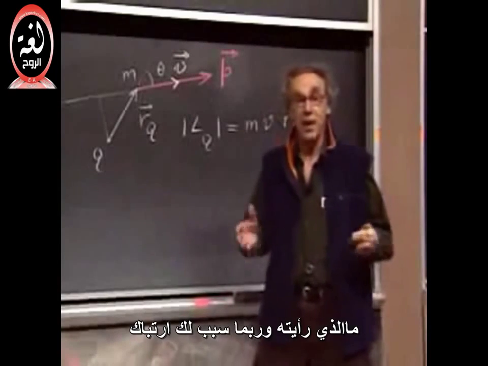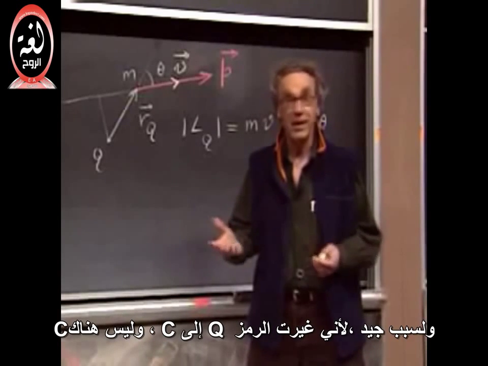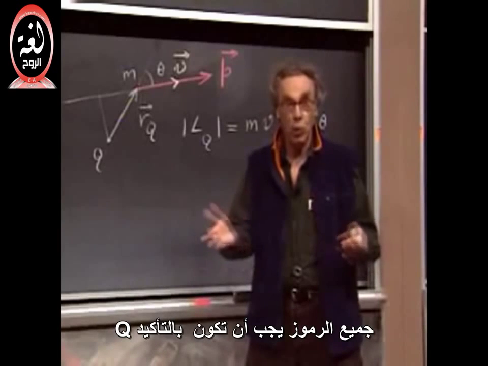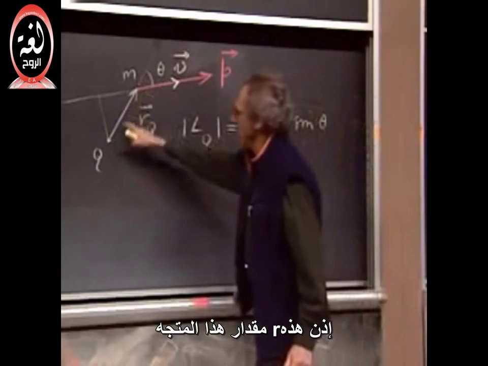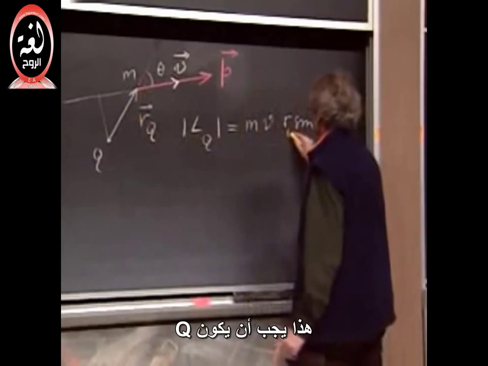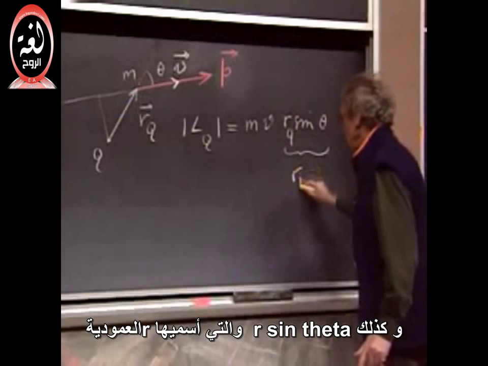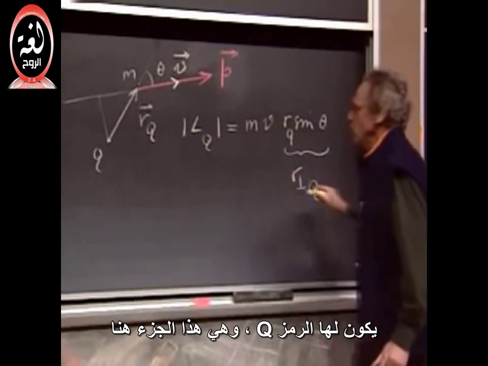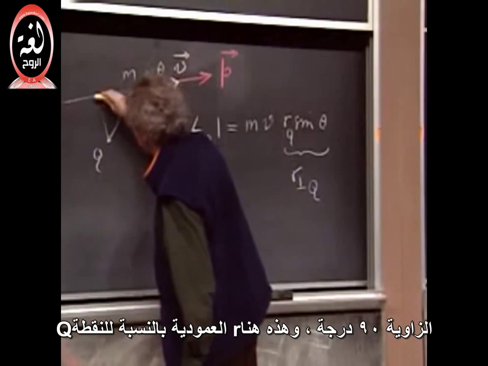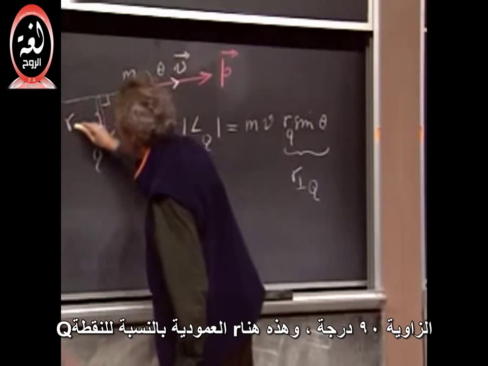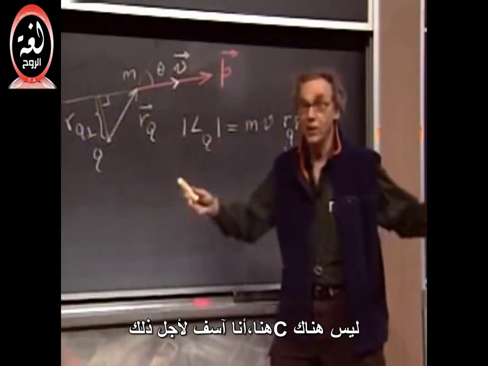What you just saw may have confused you, and for good reason, because I changed my index q to C, and there is no C. The indexes should all be q, of course. So this r is the length of this vector. It is the magnitude of this vector. So this should have a q. And r of q sine theta, which I call r perpendicular, must have an index q. And that is this part here. This angle is 90 degrees. And this here is r of q perpendicular. No c's at all, only q's. I'm sorry for that.